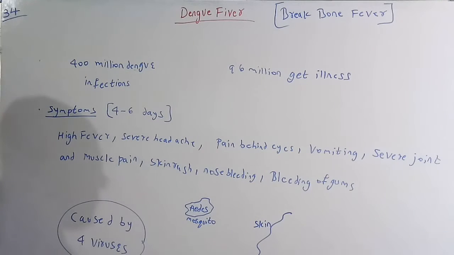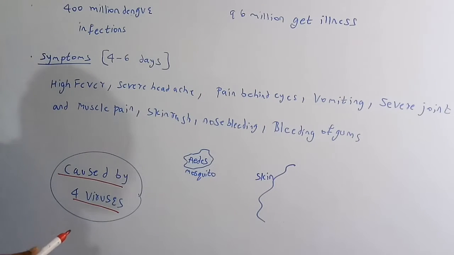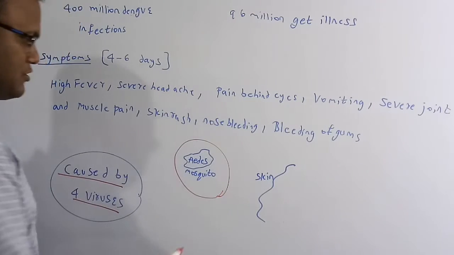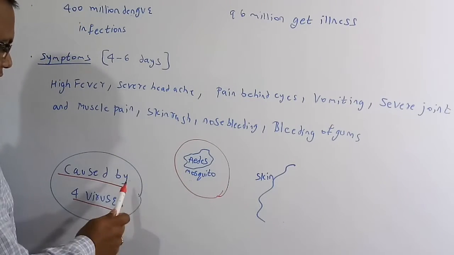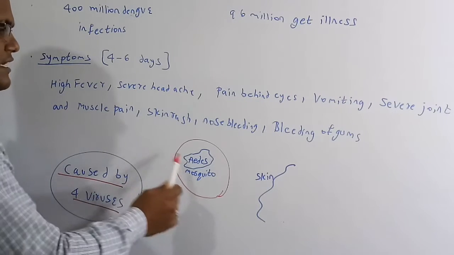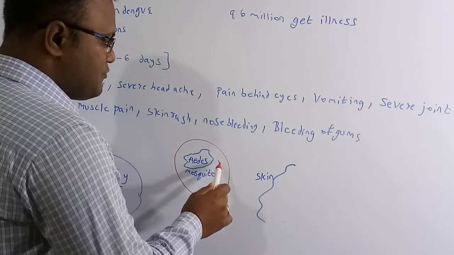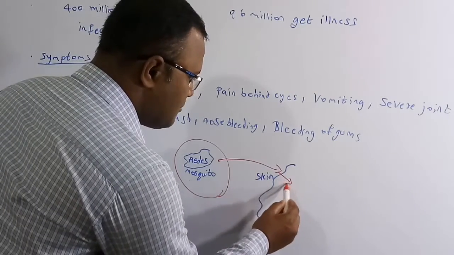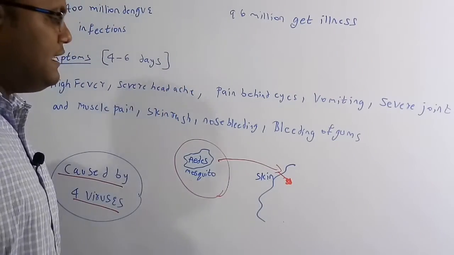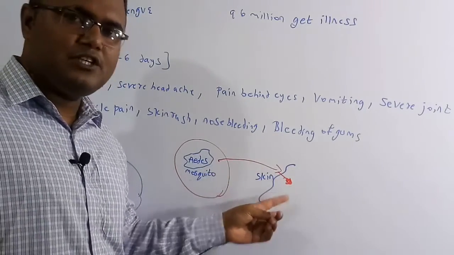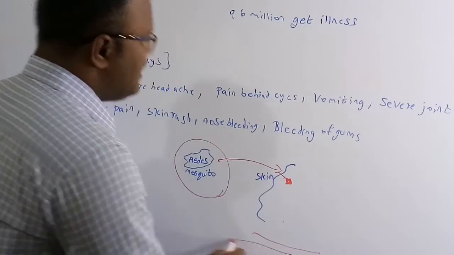See here, dengue fever is caused by 4 viruses. Because of these 4 viruses only, dengue fever is going to occur. Suppose there is a mosquito, the Aedes mosquito. If any of these 4 viruses infects this Aedes mosquito, then the Aedes mosquito is going to bite a human and inject the virus into the blood of the human body. Therefore this person is going to suffer with dengue fever.